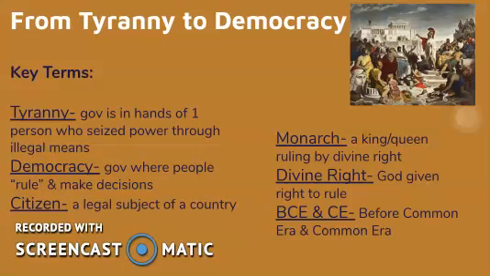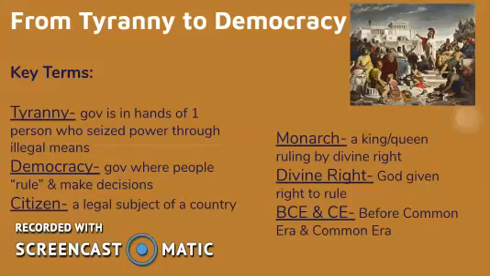From tyranny to democracy. So you'll see 6 key terms right below. Make sure you know these terms. They'll be important for you to know for our exam. Tyranny, what it is, government is in hands of one person who seizes power through illegal means. Democracy, what we see today, is government where people rule and make decisions.